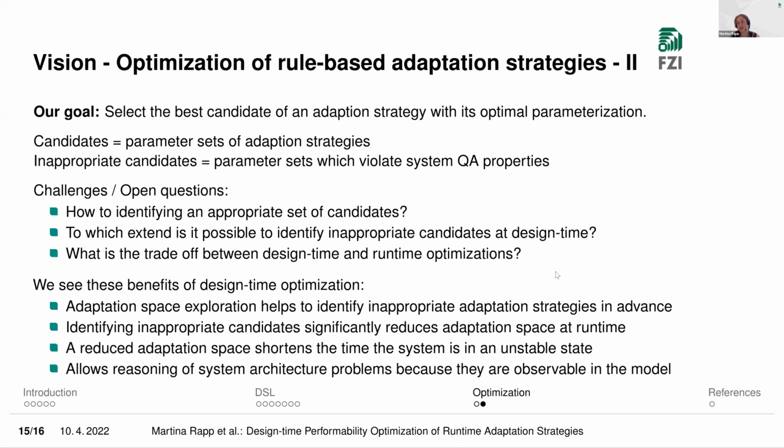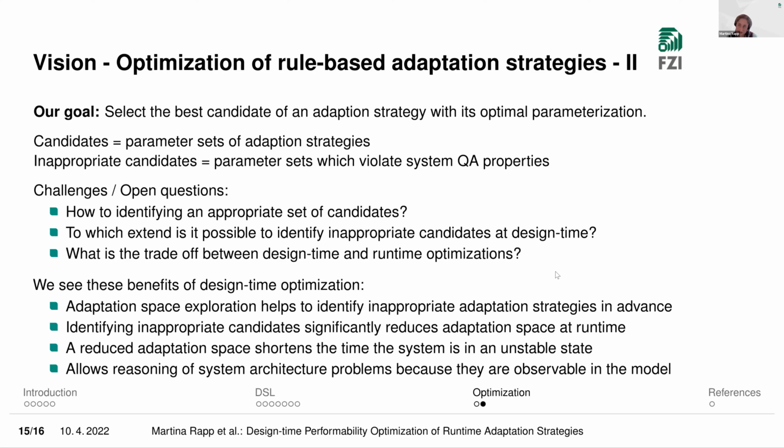So one challenge we see is how to identify these appropriate sets of candidates. Another interesting question in this context is, to which extent is it possible to identify these candidates at design time? And also, what is the trade-off between design time and runtime optimizations? And last, how much optimization should or actually can be done at design time compared to runtime approaches in order to support the design of these adaptation strategies?